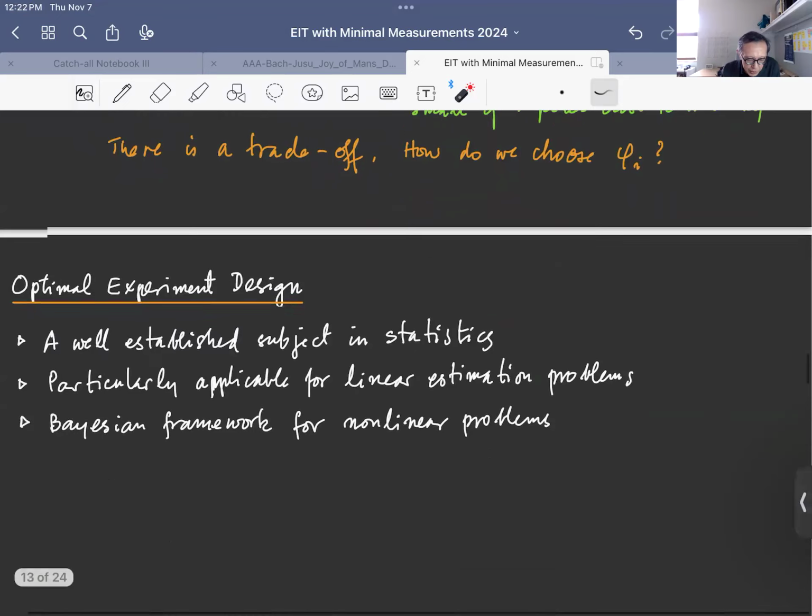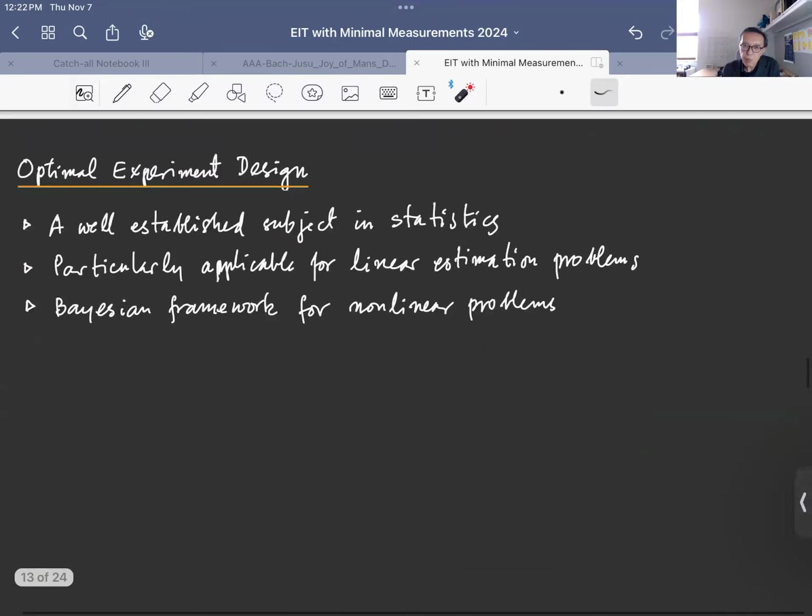This leads us to the next question that we were very curious about, which was the optimal placement of these electrodes. So we went to the literature to look for this area of research, and it is a very well-developed area in statistics. It's used quite a bit in linear estimation problems, and there's a Bayesian framework that's also appropriate for nonlinear problems. In this case, we need to use a nonlinear framework because the relationship between the ellipse parameters and the data is nonlinear. But let's look at the linear version first.